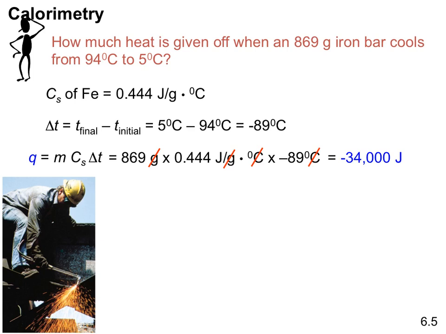So let's go ahead and look at a couple problems. How much heat is given off when an 869 gram iron bar cools from 94 degrees to 5 degrees C?